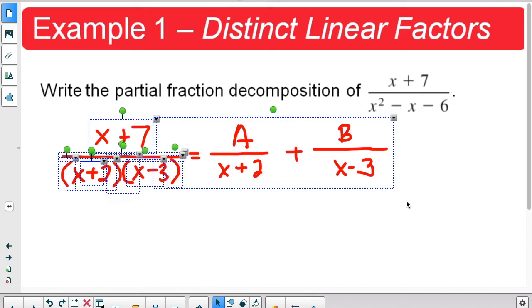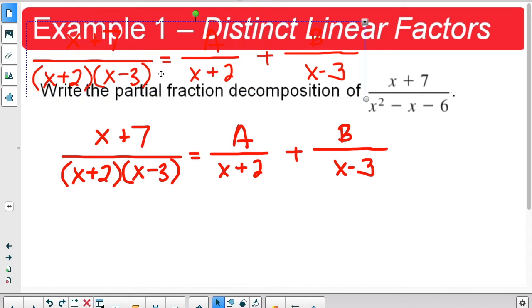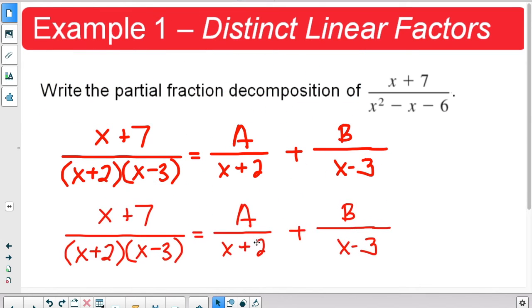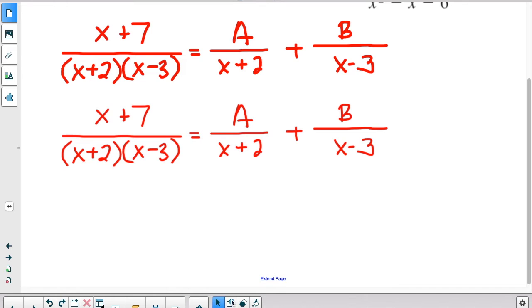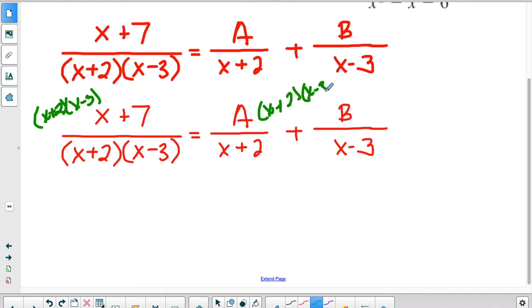Now what we're going to do is solve for the values of a and b. To do that, I'm going to copy and paste this here and move it down so we have one below it. And what we're going to do here is multiply everything through by our greatest common denominator, which is x plus 2 times x minus 3. We're going to multiply through the whole thing by this.